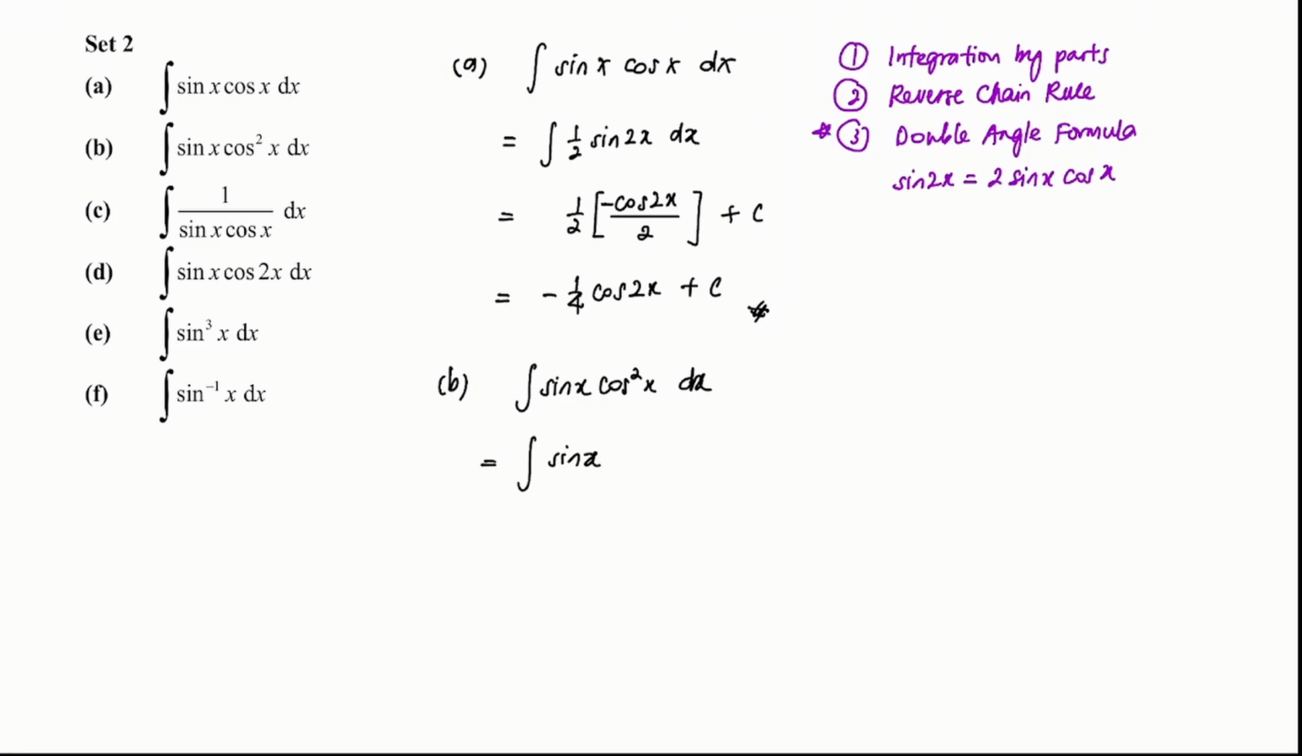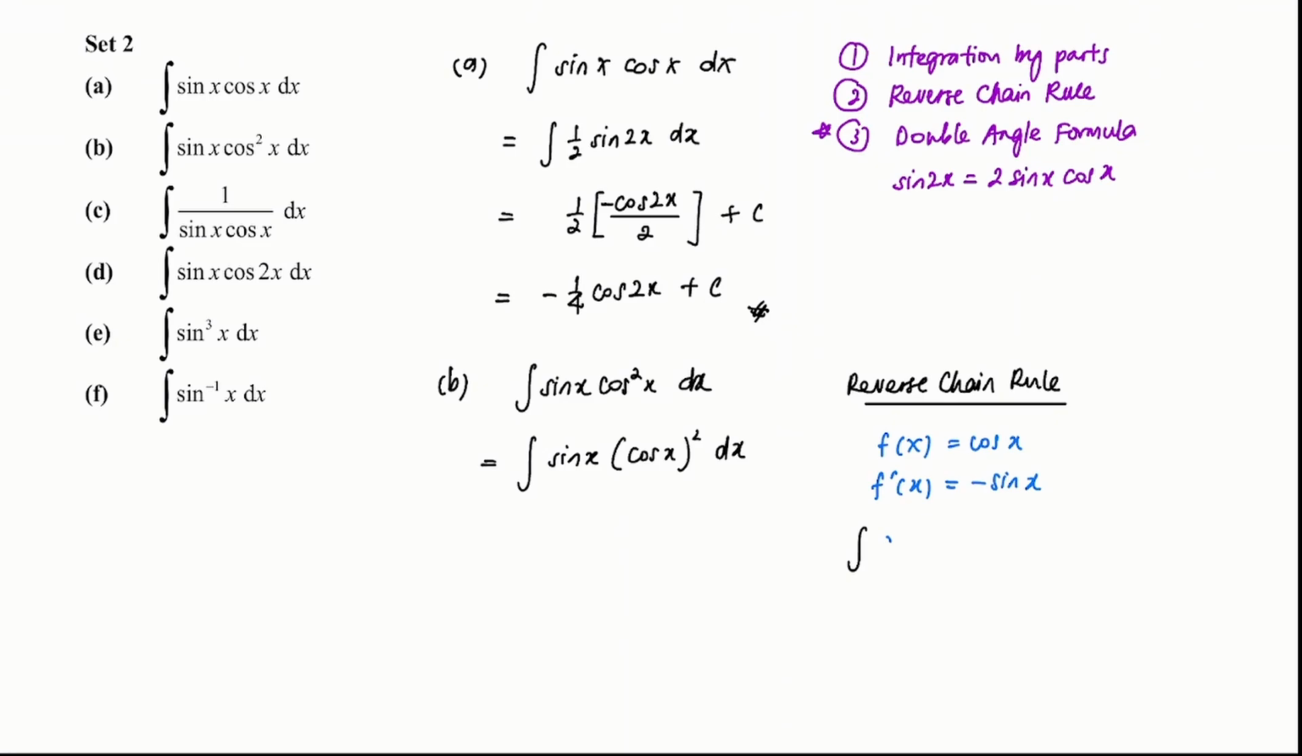Okay, so if I were to put it like this, sine x, and wrap this into a bracket like this, can you see that the technique over here is actually your reverse chain rule? Why? Because if you observe, fx is cosine of x. Then when you differentiate f prime x, you get negative sine x. So what is it wrapped in? What is the structure of this thing? This one over here is in this structure.